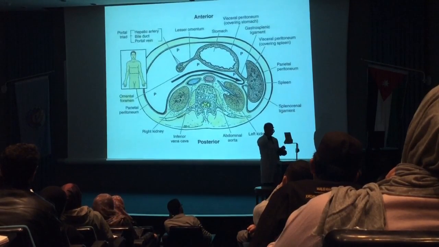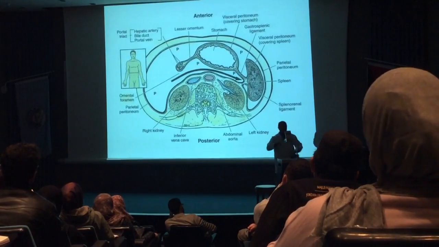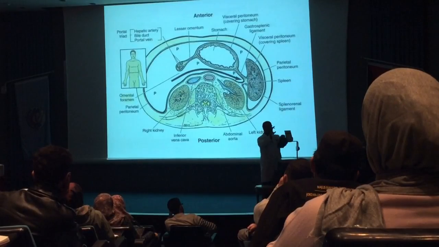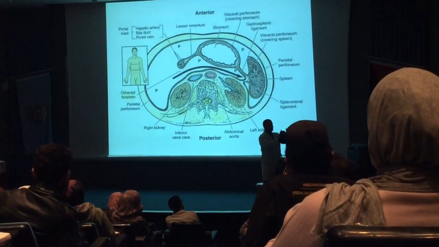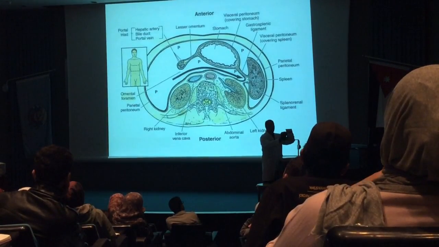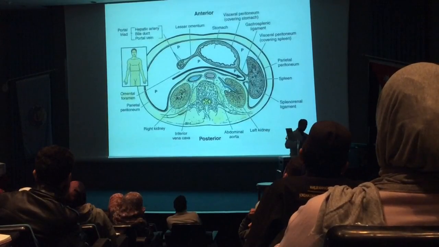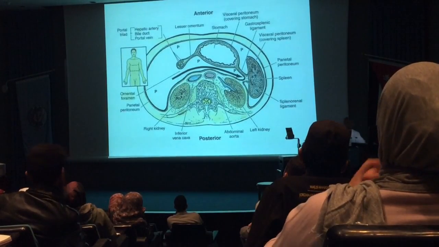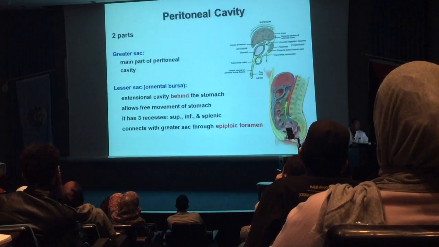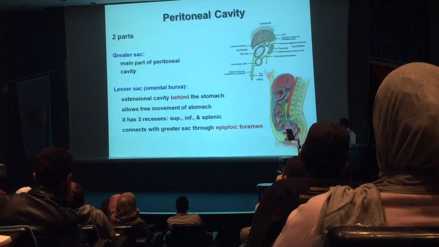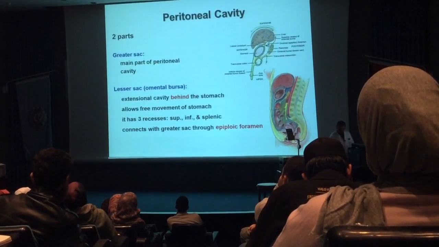This small opening is called the epiploic foramen, or foramen of Winslow, described by Jacob Winslow, a French anatomist. He described this small opening through which we take part of the peritoneum to stretch it behind the stomach. And that's why this part of the peritoneum is specialized, because we stretch it behind the stomach. So we call it the lesser sac of the peritoneal cavity. So what's the peritoneal cavity? It is the greater sac, which is the main part of the peritoneal cavity, and the lesser sac, we can see it here.